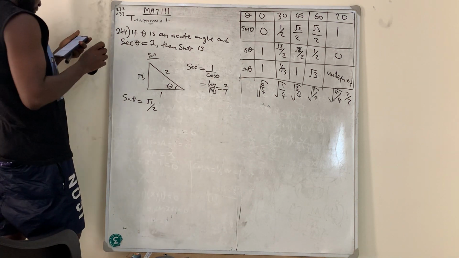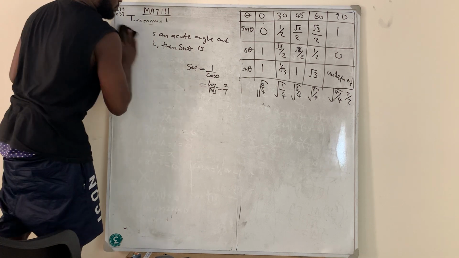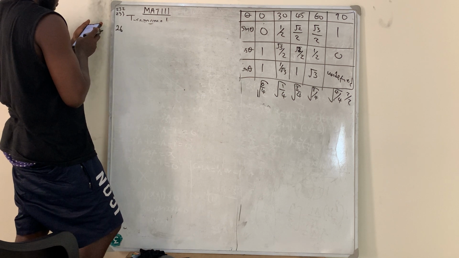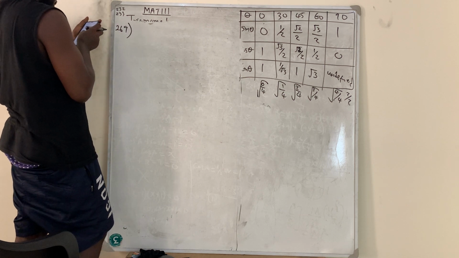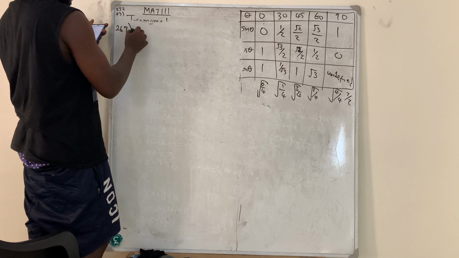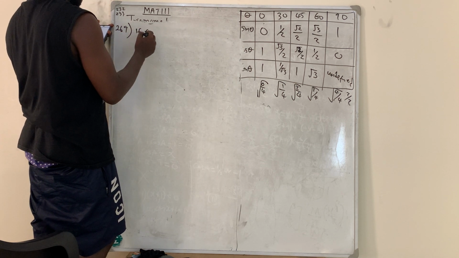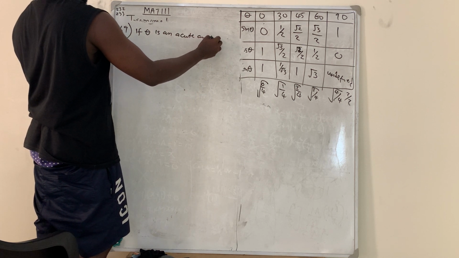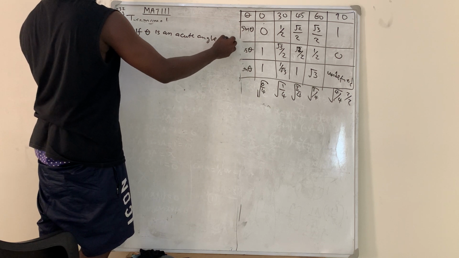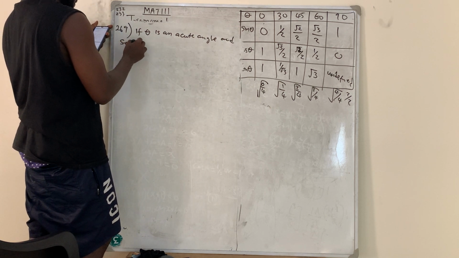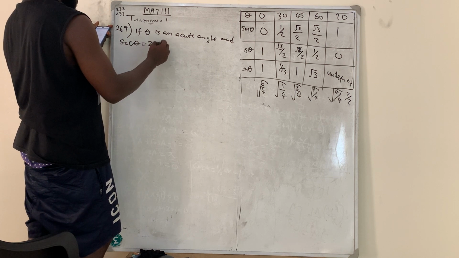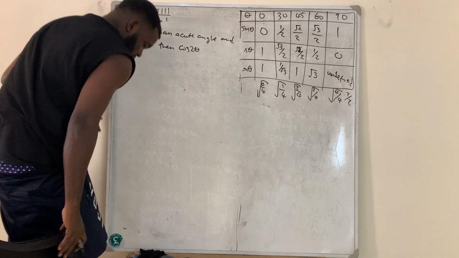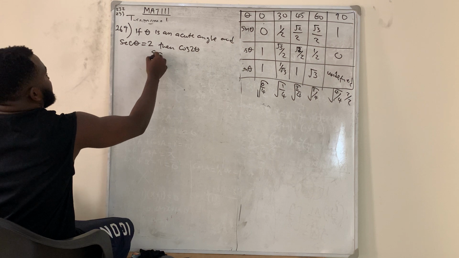Okay, we move to the next question. Question number 269 said that if theta is an acute angle, again acute angle, and sec theta is equal to 2, then we should find cos 2 theta. Solution. The same thing is applicable again.